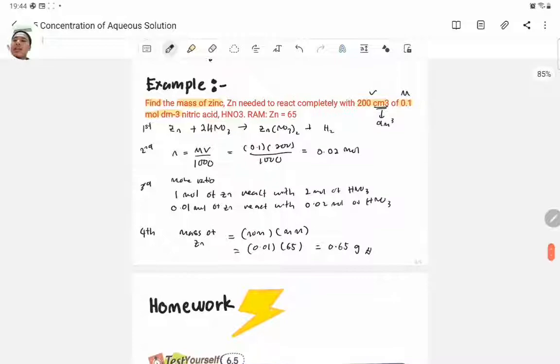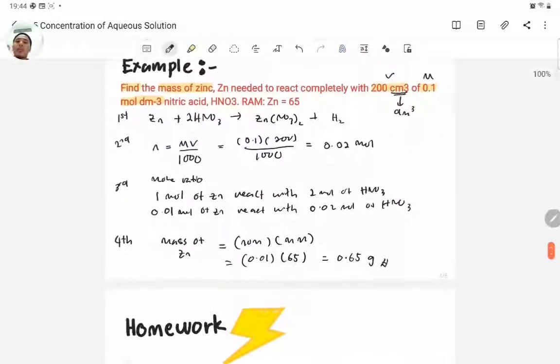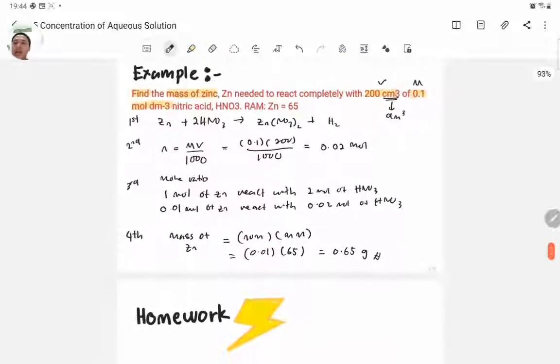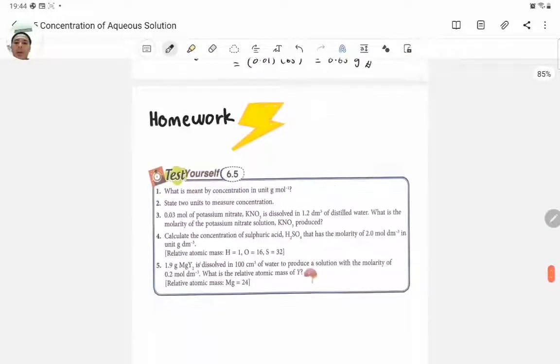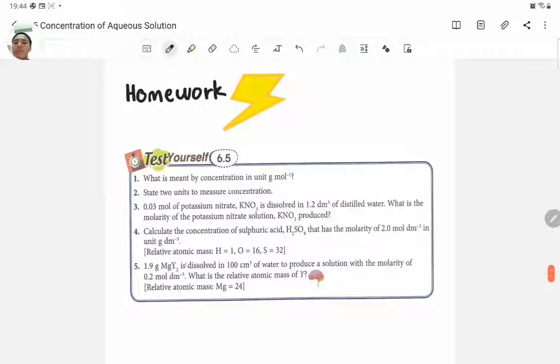So these are the steps that you need to use, so that your working can be accepted by the examiner. For your information, this kind of step is the same as how we solve stoichiometric problems in chapter 3. For your homework, please do Test Yourself 6.5 in your textbook, and please discuss with your teacher.